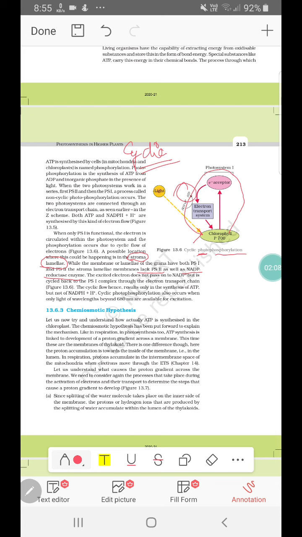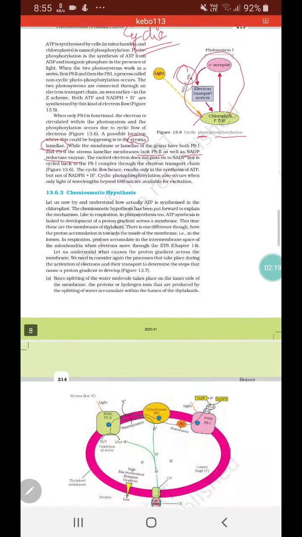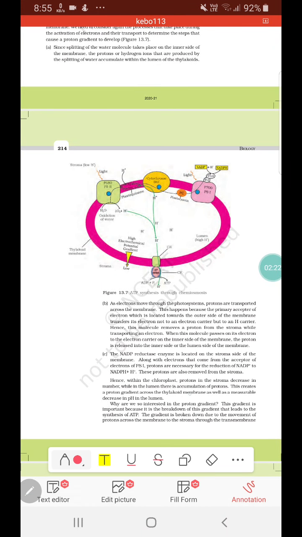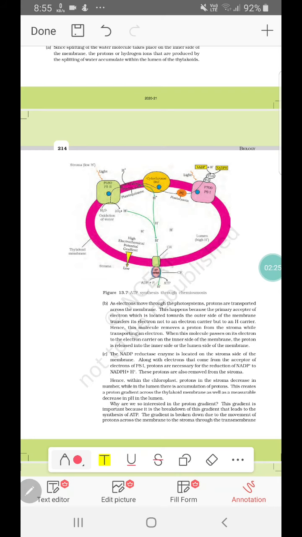Now, how is this ATP actually synthesized in the chloroplast? To understand this mechanism, a scientist called Mitchell gave the chemiosmotic hypothesis. Let us look at what this hypothesis says. ATP synthesis occurs in the thylakoid membrane, where both photosystems, PS1 and PS2, are present. PS2 is on the inner side of the membrane and PS1 is on the outer side. In this figure, the pink color is the thylakoid membrane, and outside is the stroma, where the proton concentration is low.